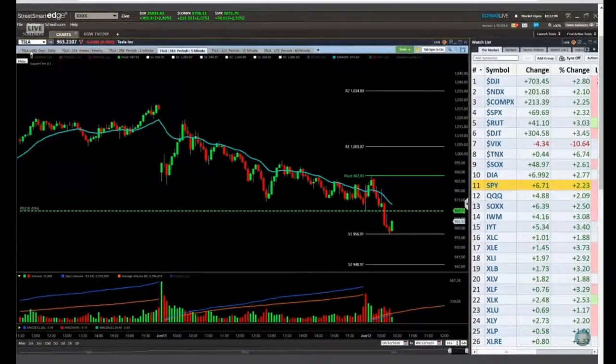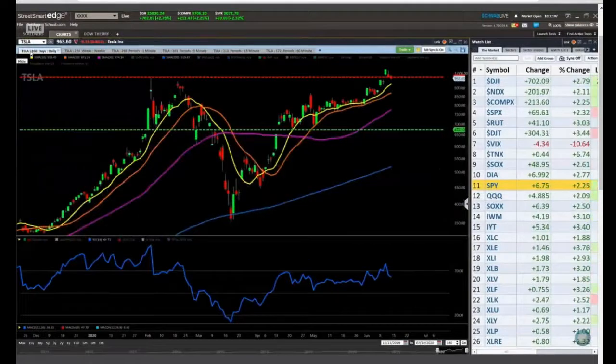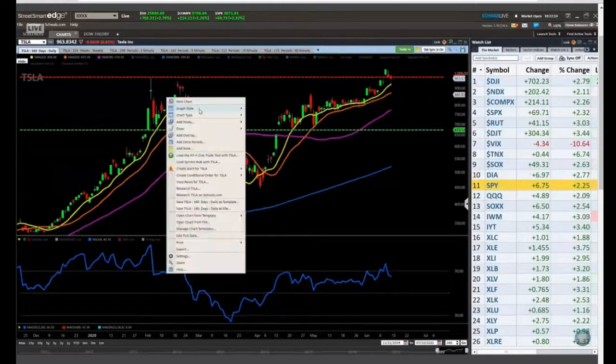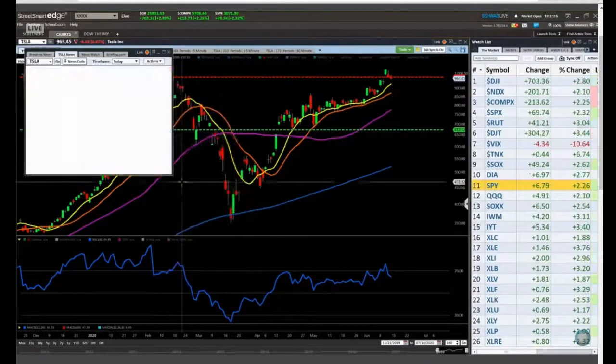We got a question also. Is there a place to see upgrades and downgrades for the day? You can go to the news function in Street Smart Edge, go to briefing.com, and you'll see them. Right here, everybody.